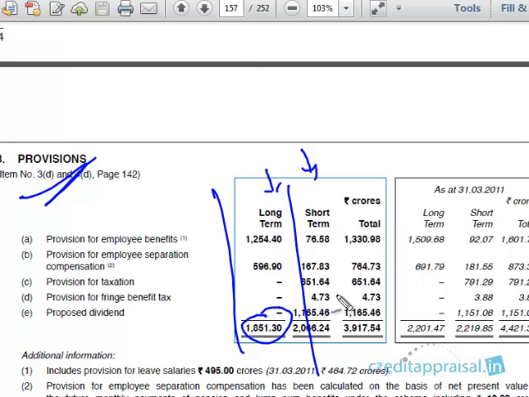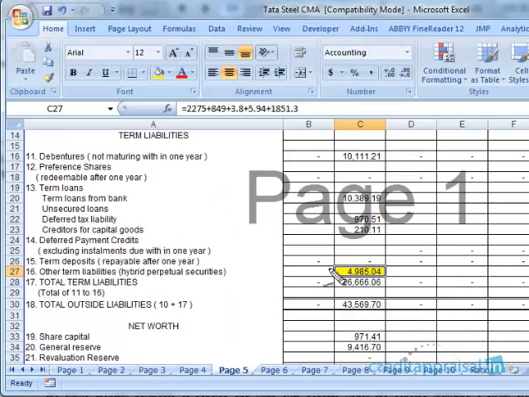But here the company has provided a distinction between long term and short term. So this we can put under other term liabilities, specifically because the company has given this information. Had this information not been given, and only provisions was given as 1851 crores, we'd put it under current liabilities and provisions. So 1851 goes here under other term liabilities.